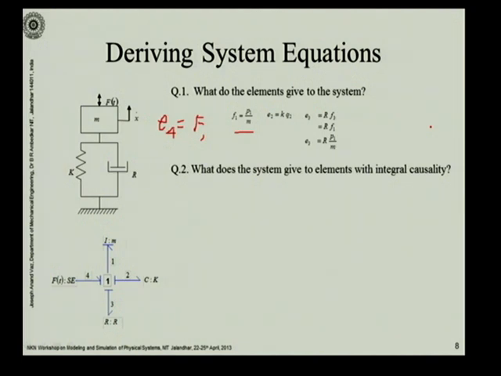So you can see that, what does the system give to the elements with integral causality? It is only the elements with integral causality which will contribute states to the system. And here we have only I and C elements contributing states to the system. So here we will have only C and I element providing states. So we will have a generalized displacement variable and a generalized momentum variable as the states.